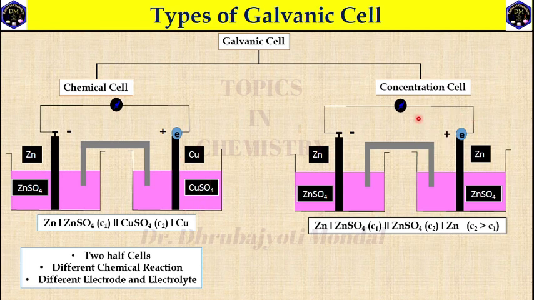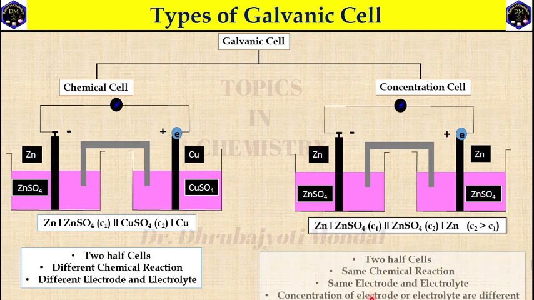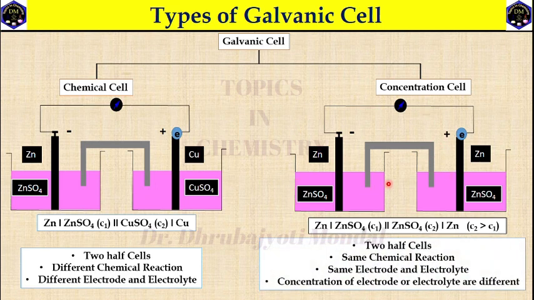Now in case of concentration cell, what are the important points? Again you can see the concentration cell consists of two half cells. Here this is the left hand half cell, this is the right hand half cell. But the most important point here, the chemical reactions are the same. So next point, same chemical reaction. So what will happen here?